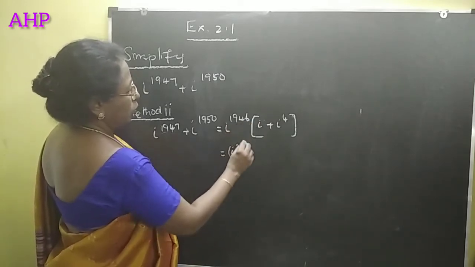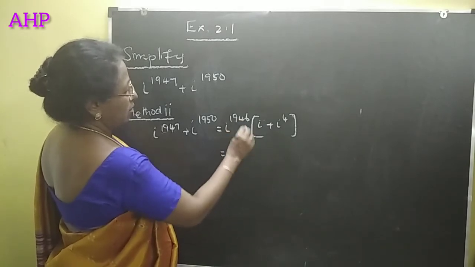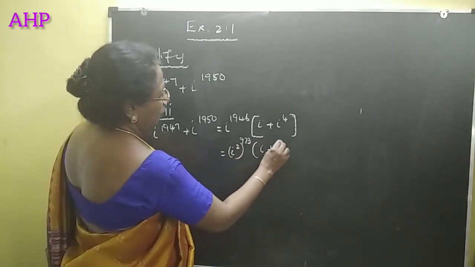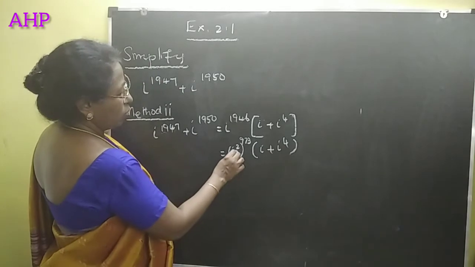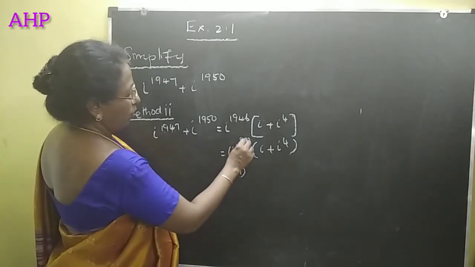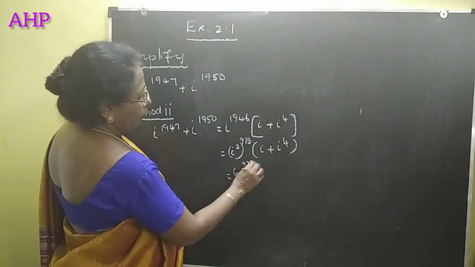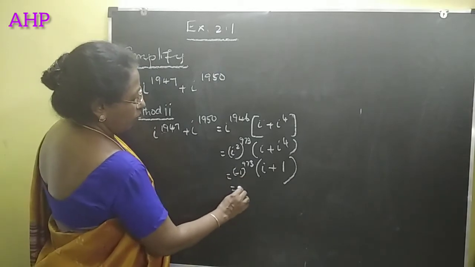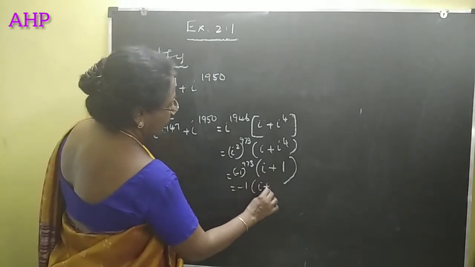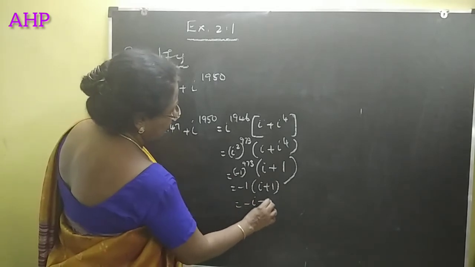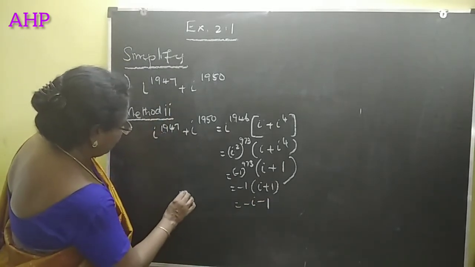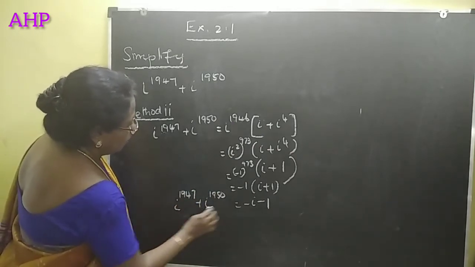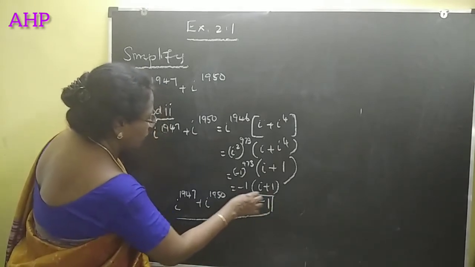Dividing this by 2, you get 9 2s 18, 7 2s 14, 3 2s 6, so 973, into (i + i^4). Now i square value is minus 1. So minus 1 power odd number 973. In i + i^4, the value of i^4 is 1. So this is equal to minus 1 into (i + 1), or you can write it as minus i minus 1. So i^1947 + i^1950 is equal to minus 1 minus i.